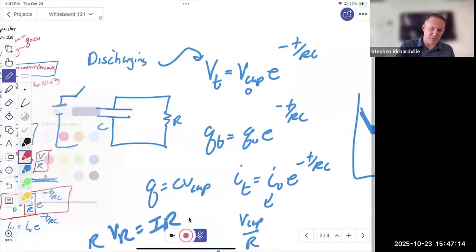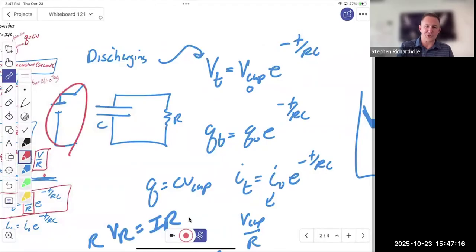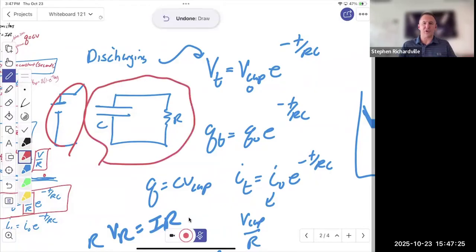Say I used the battery over here. I charge my capacitor with this circuit, and then I eventually open the switch. So what's going to happen now is I'm just looking at what the capacitor is doing. In your homework, you had a couple resistors over there, so the capacitor is discharging through a couple resistors. That would just affect this.